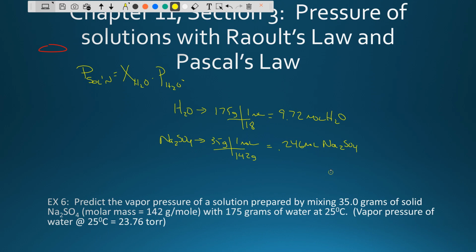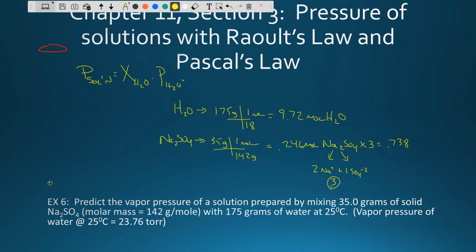Now we got to be clever here, because remember, this is an ionic compound. I have 2 sodium ions and 1 sulfate ion. So all the others were non-volatile, weren't they? They acted as 1 particle. But here, this acts as 3 particles. So I'm not quite done. I have 0.246 moles of this, but I have 3 particles. Okay? So it's kind of like a Van 't Hoff factor in here. And so what I end up with is 0.738. Okay? Now, what do I do with this?